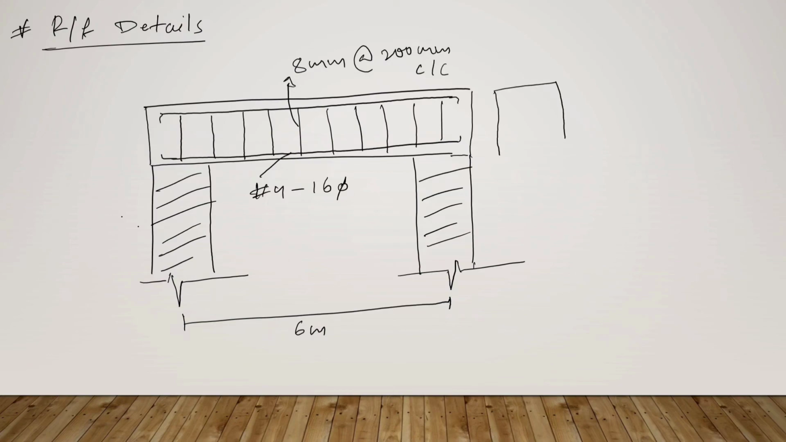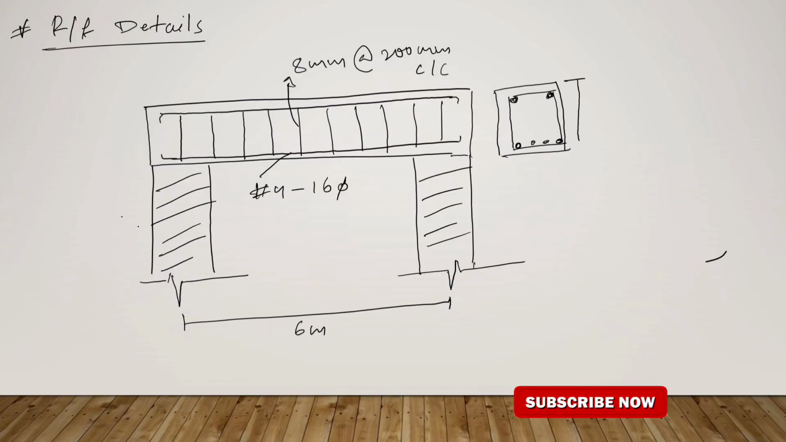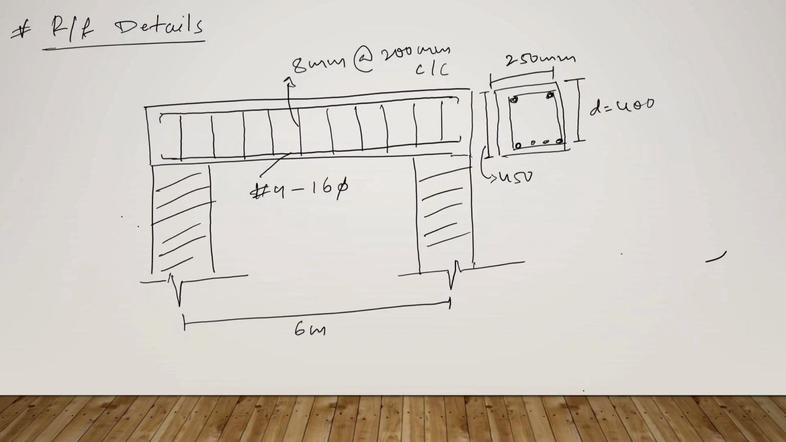The cross section of beam is 4 bars. The effective depth small d is equal to 400. The overall depth is 450 mm and the width is 250 mm. ಓಕೆ, ಎಕ್ಸಾಮಲ್ಲಿ ಹಾಕಬೇಕಾದ್ರೆ ನೀಟಾಗಿ ಹಾಕಿ. ಇಷ್ಟು ಸಾಲ್ವ್ ಮಾಡಿದರೆ ಯು ವಿಲ್ ಗೆಟ್ ಅ 20 ಔಟ್ ಆಫ್ 20 ಮಾರ್ಕ್ಸ್.